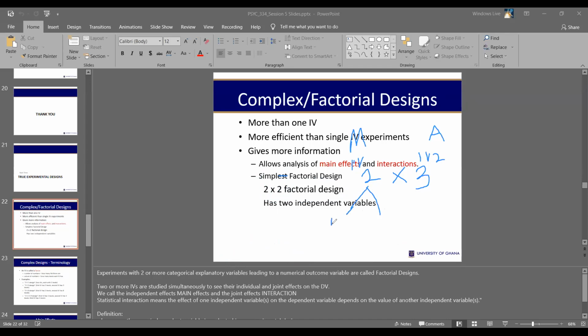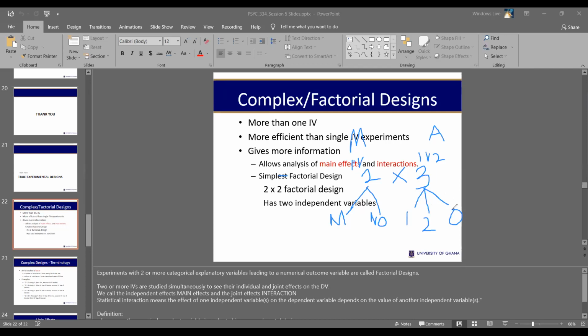Some of them will take maybe one row of marijuana, and some of them wouldn't take any marijuana. So we have two groups. Then with alcohol, this time around, it's not two, but rather three, telling you that we have three groups. Some of them took one glass of alcohol, some took two glasses of alcohol, and others didn't take any alcohol.